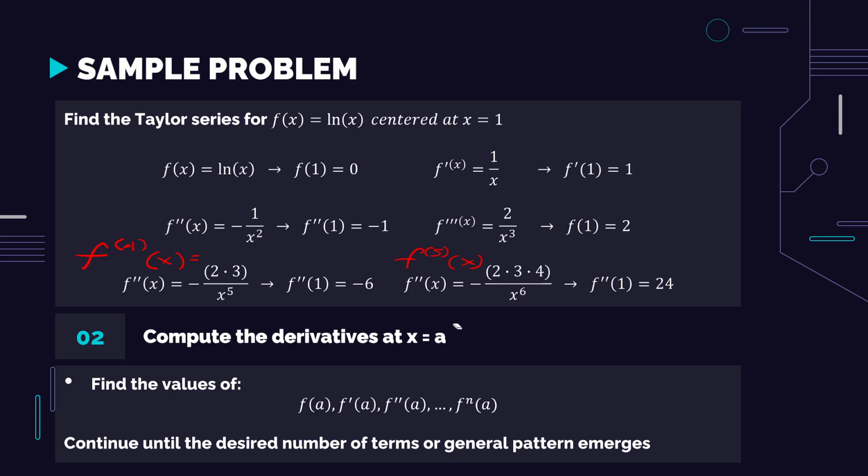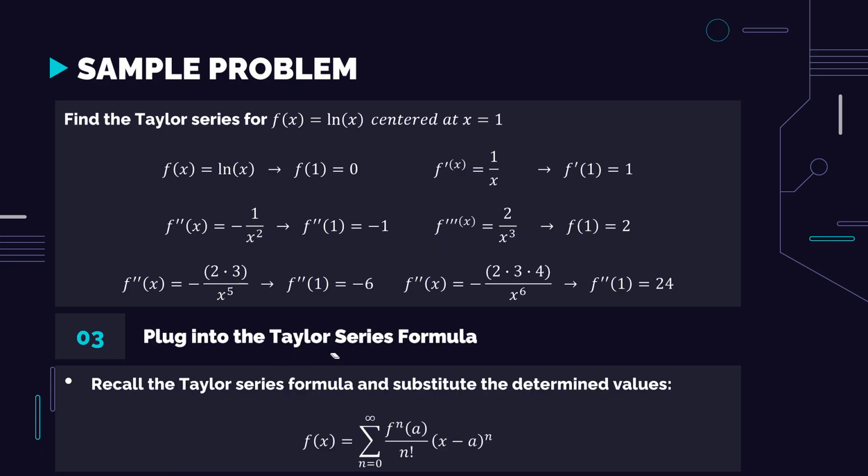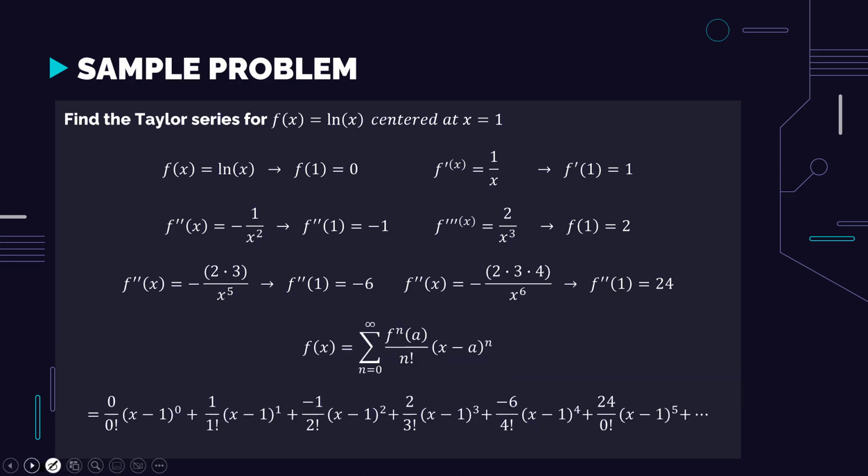So we're done with our second step. Let's proceed to our third step: plug the following values into our Taylor series formula. Recall the formula for our Taylor series. This is the formula, right? From this, apply those values that we determined, and get a few terms of this series.